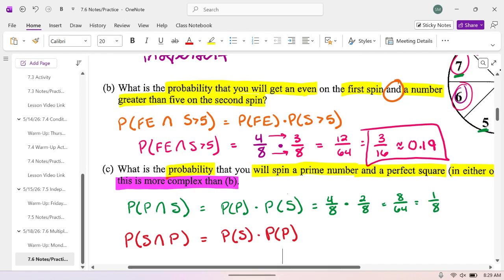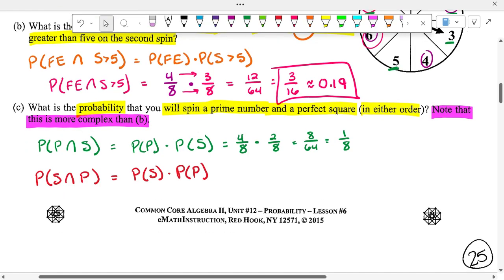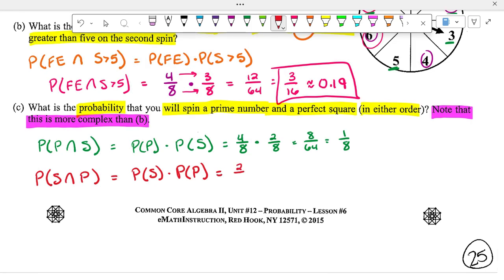You guys got it? Shouldn't take you very long. Okay, walk me through it. What's the probability of getting a perfect square? We kind of already found it. 2/8. Probability of getting a prime: 4/8. So that's 8/64, still 1/8.